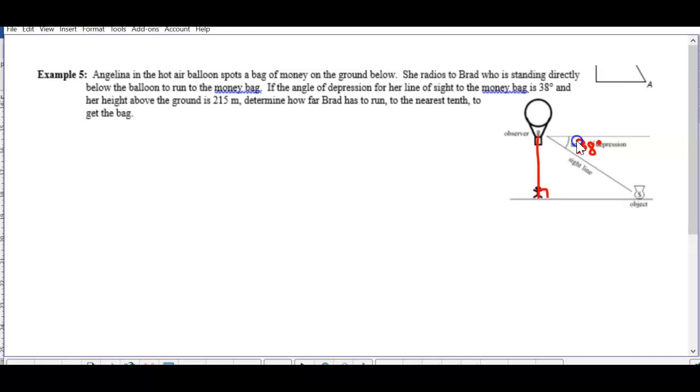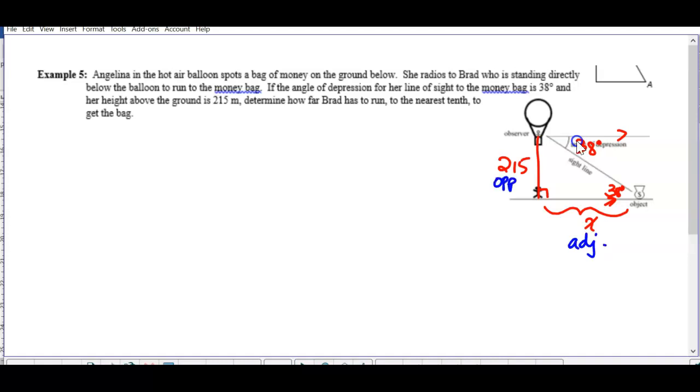But what you should remember is your parallel lines theorem from junior high. These are parallel, horizontal and horizontal. Those are arrows. Okay, so this 38 will be 38 down here. So now we do have an angle within that triangle. Her height above the ground is 215. How far does Brad have to run? So what is this? Okay, so given 38 degrees here, this is the adjacent side, and this is opposite.